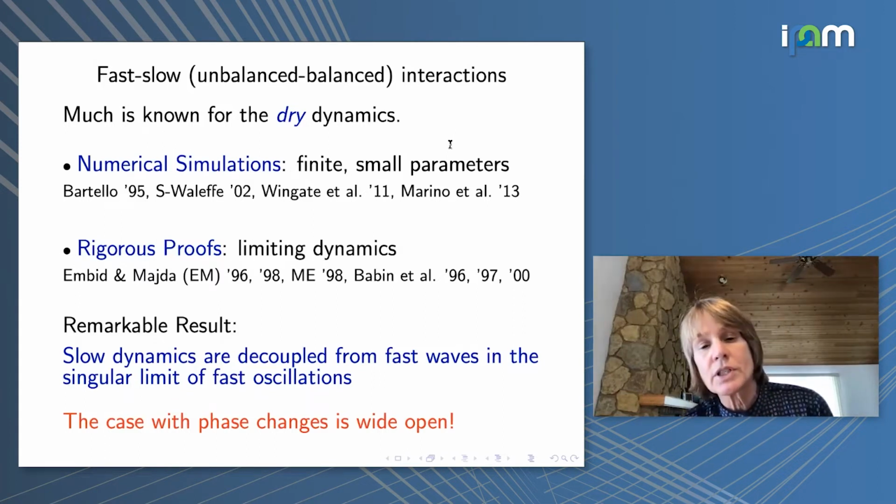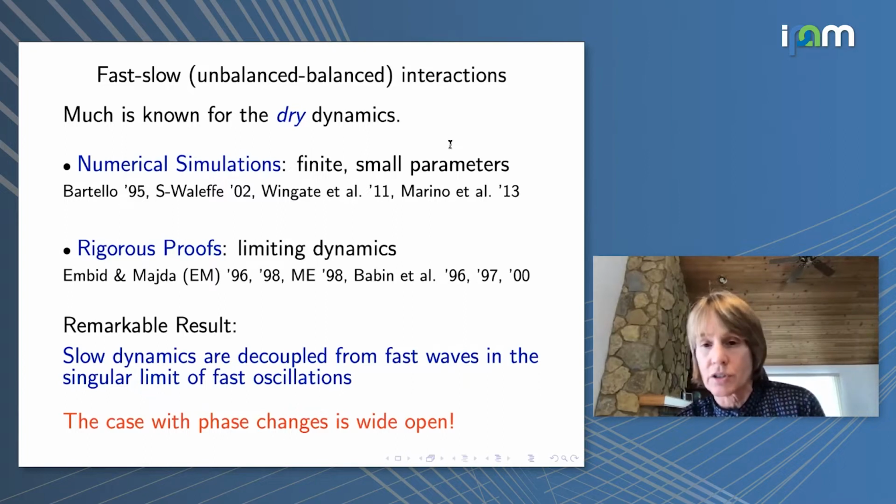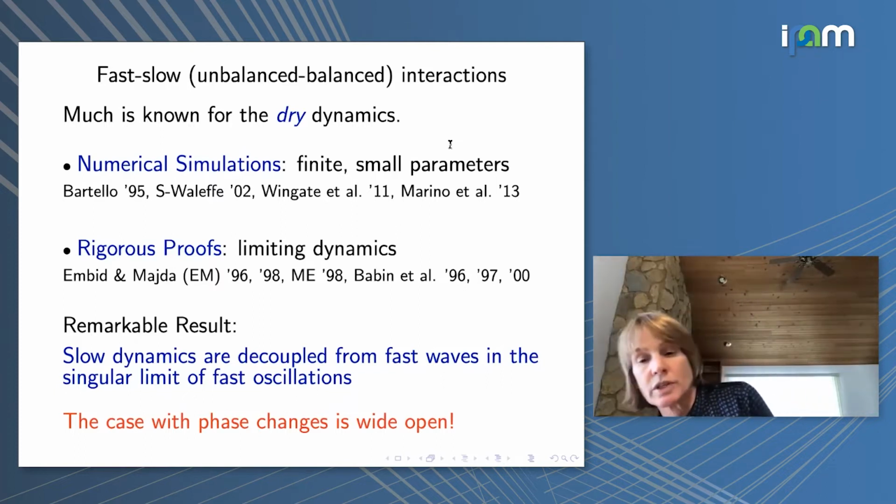And in those simulations, there is oftentimes coupling between the fast and slow. And many times the fast waves can self-organize to create large-scale structures, such as jets and layers and vortices. On the other hand, there are rigorous proofs in the limit as these parameters go to zero that show something quite remarkable. That is that the slow dynamics completely decouples from the fast waves.